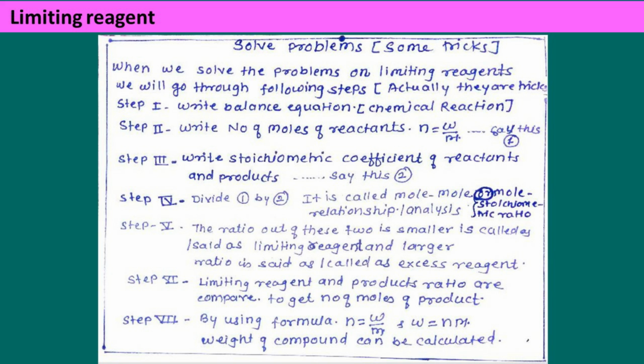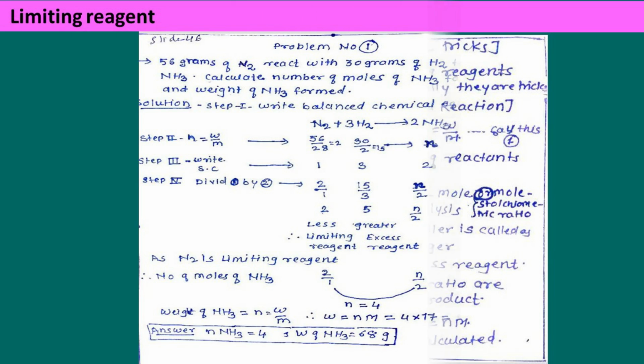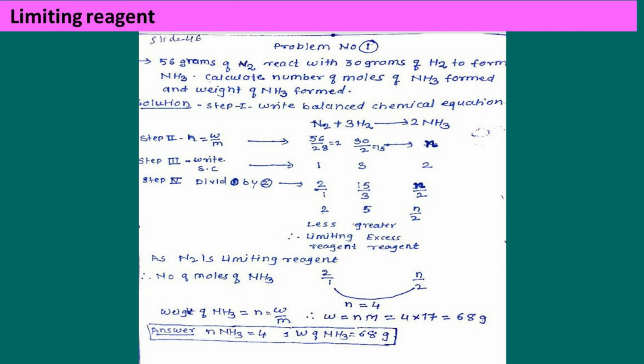Step 6. Limiting reagent and product ratio are compared to get number of moles of product. Step 7. By using formula N is equal to W upon M, which gives W is equal to Nm, weight of the compound can be calculated. So these are some steps. In the next slide, we will see actual example.